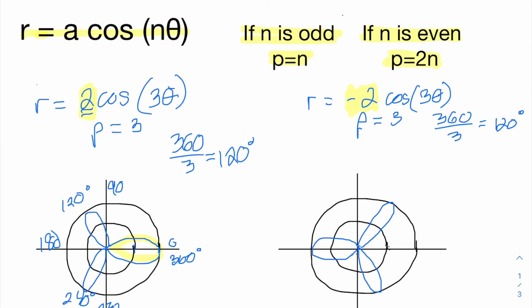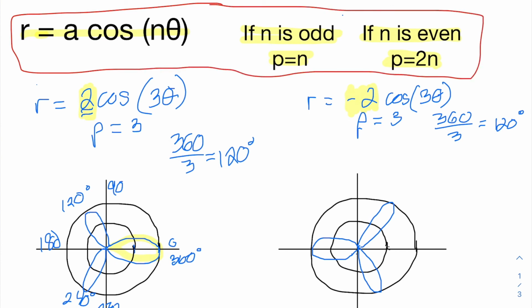And the most important thing is that we memorize these equations like the back of our hand, because that's what's going to allow us to draw out the rose petal cosine functions.